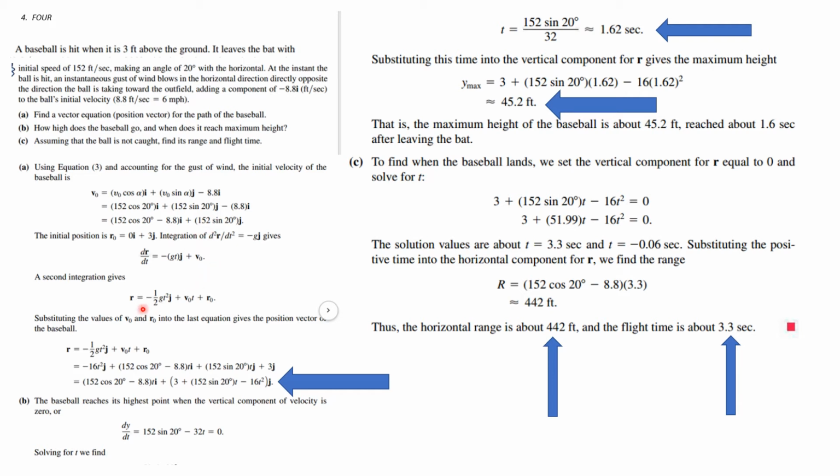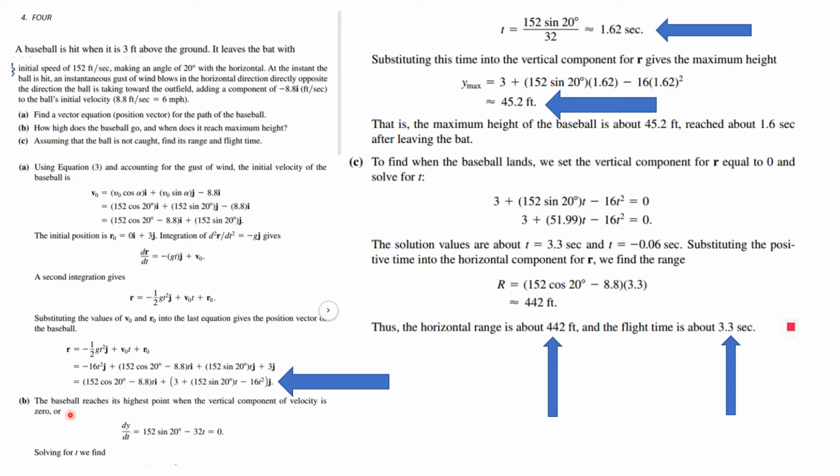And if I integrate again, I get this, but I know my initial position vector is 0i plus 3j. So basically what I'm doing is substituting all that stuff in. So the position r is equal to, here's the 3 in the j direction. And I have velocities going in the i and j direction, and I simplify terms and I get this. So this is the expression that we were looking for, part A.